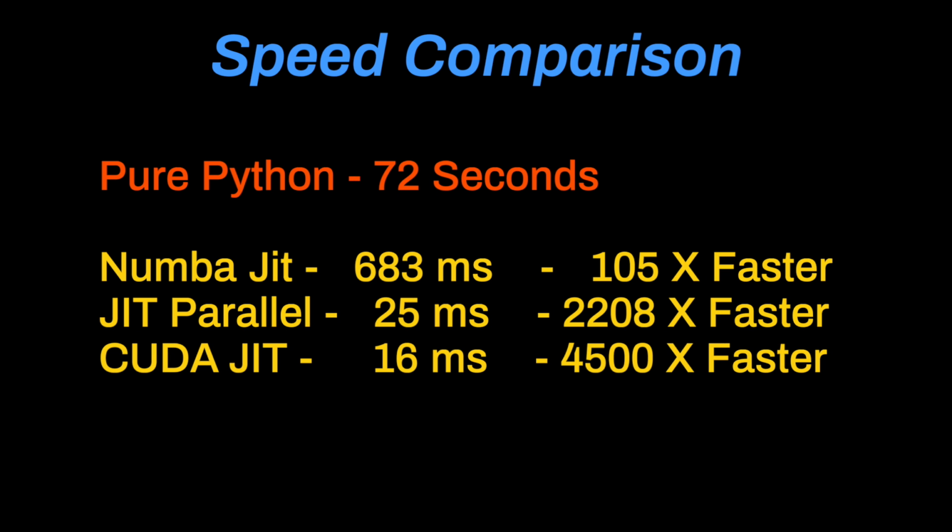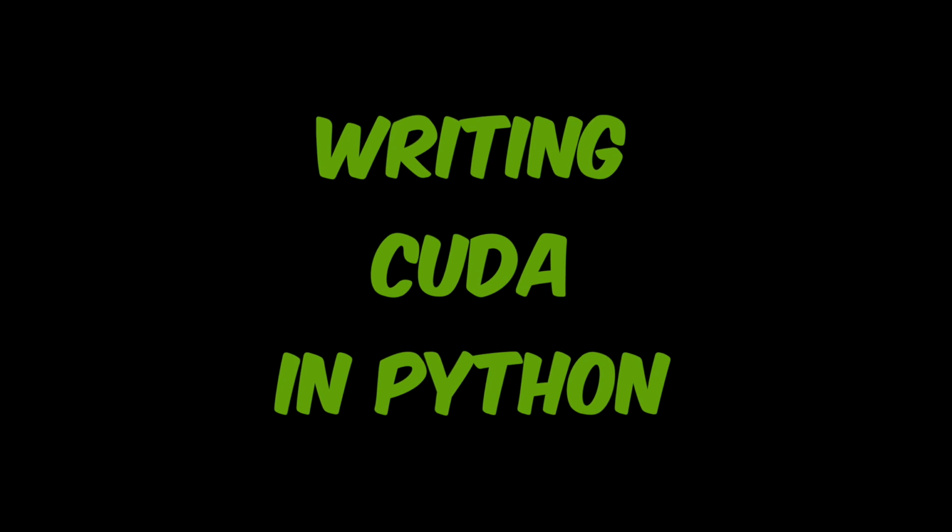Here's a table of the measurements against the pure Python implementation. These numbers don't mean much, but under the right circumstances, you can make things a lot faster. Of the numbers, I found just adding the JIT decorator speeding up the code more than 100 times the most surprising. Let's go over writing the CUDA kernel next.